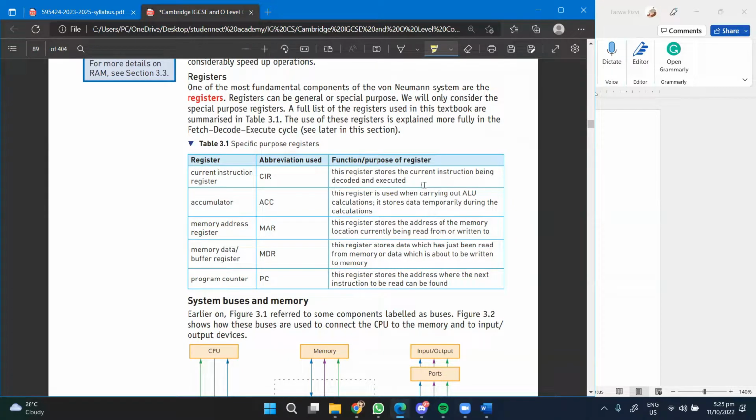And then we have the program counter, or in short form PC. This register stores the address where the next instruction to be read can be found. So it's storing where the next instruction is going to be.